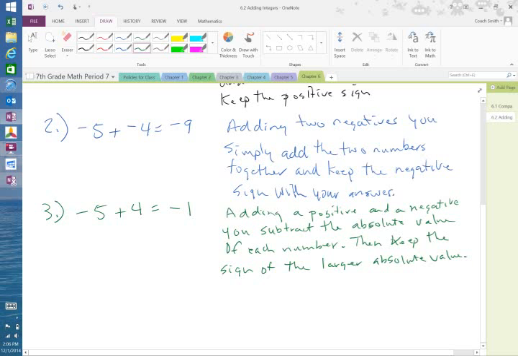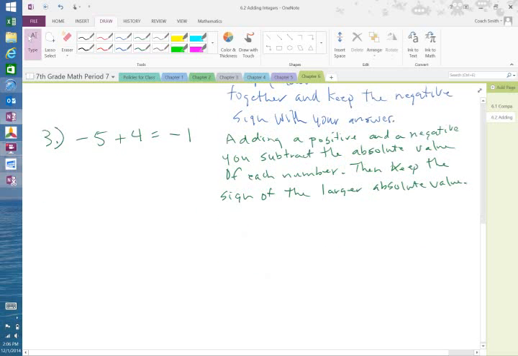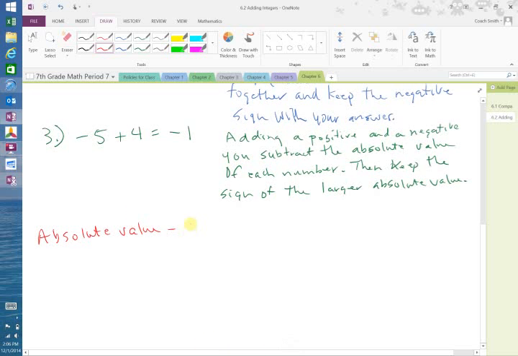Now, we need to talk about absolute value, obviously. We've talked about it before. So let's talk about it underneath this problem. Absolute value is this: it is the distance a number is from 0 on the number line.